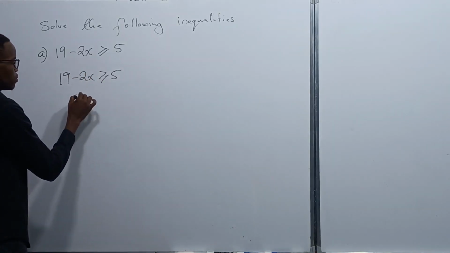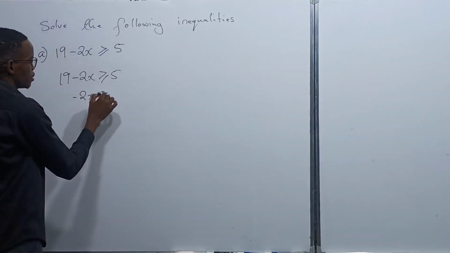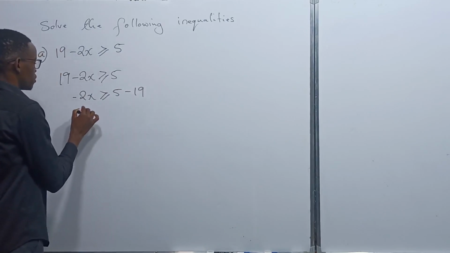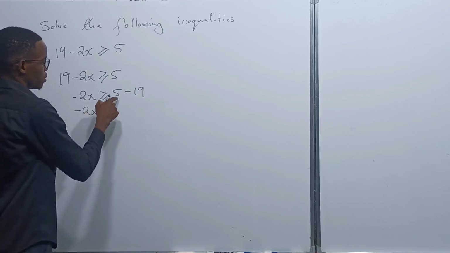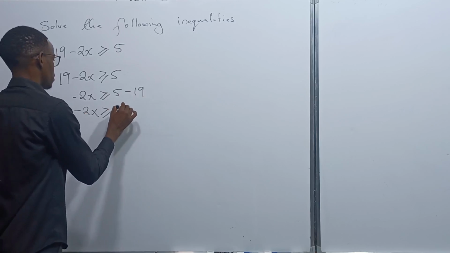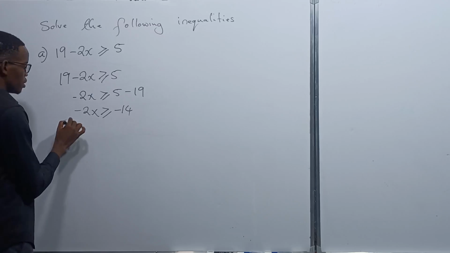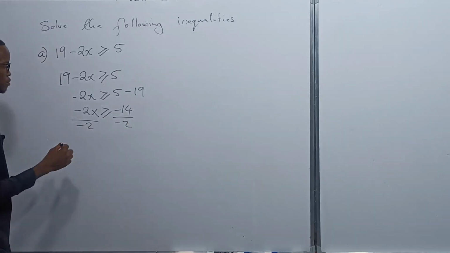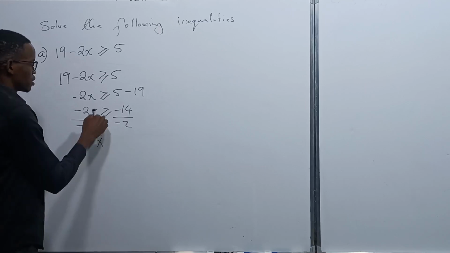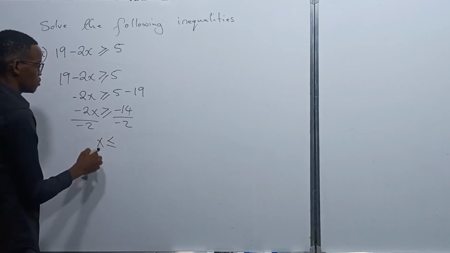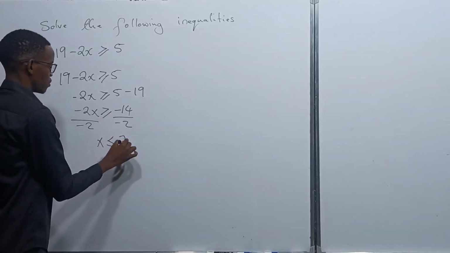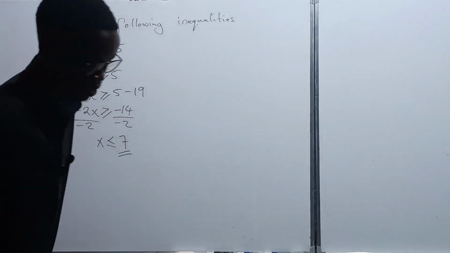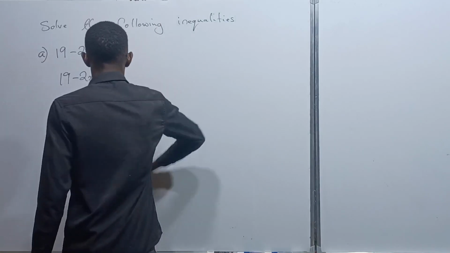So this side we're going to have negative 2x greater than or equal to 5 minus 19, which leaves us with negative 14. Then we divide by negative 2 on both sides. Every time you divide by a negative number, the sign changes. So x will be less than or equal to positive 7. This here is our solution. Let's look at the next inequality.